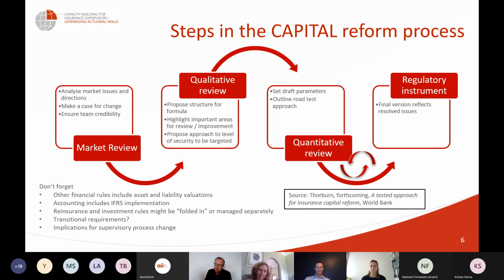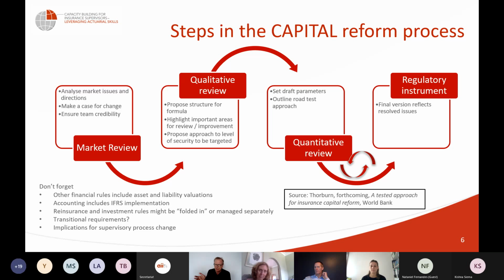Then the third step is to say, okay, we agreed the shape of the formula, we agreed the level of the security that we're looking for. Let's go to the third step of saying, well, so what would the parameters be? So here's our best go at the parameters, but we also want to test that. And almost always when you do a capital requirement reform, you then need to have some sort of quantitative assessment or impact assessment. Sometimes it's called a QIS, sometimes it's called a road test.